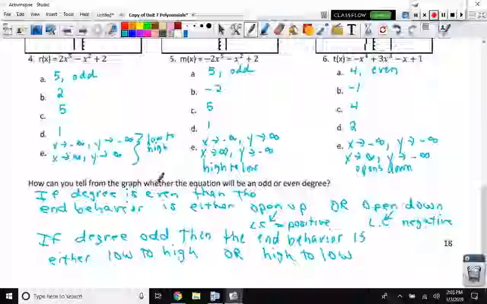or high to low, right? Low to high or high to low. If it's low to high, what do you know? Think lines. What do you know about the lead coefficient? Positive. Lead coefficient equals positive. And if it's high to low, your lead coefficient is negative.